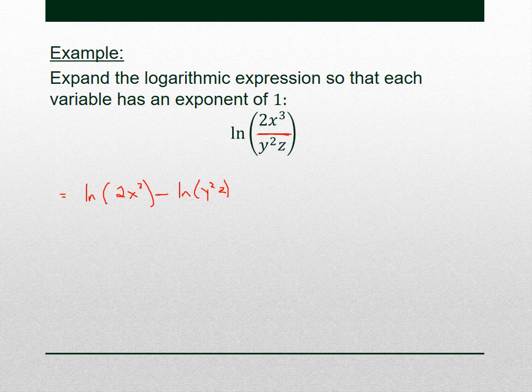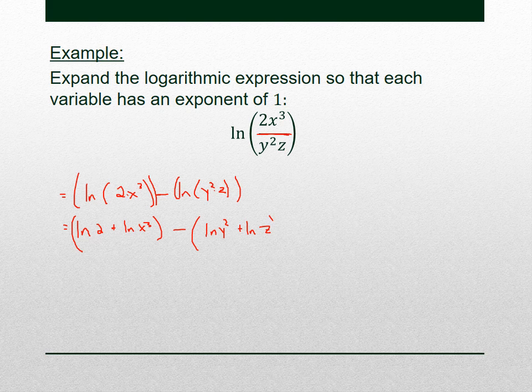Now in both of these logs we're multiplying. We have a 2 times x cubed and a y squared times z. So we can break those up into two different sums. This part becomes the natural log of 2, and then since we multiplied by x cubed, we add the natural log of x cubed. So that was that part. And then this part right here, we're going to subtract. We have the natural log of y squared times z, so we get the natural log of y squared plus the natural log of z.